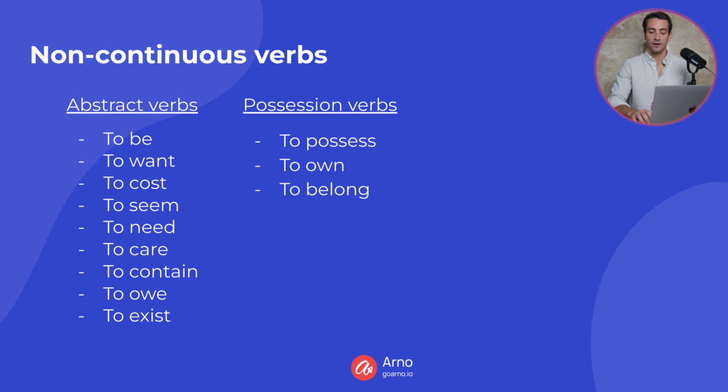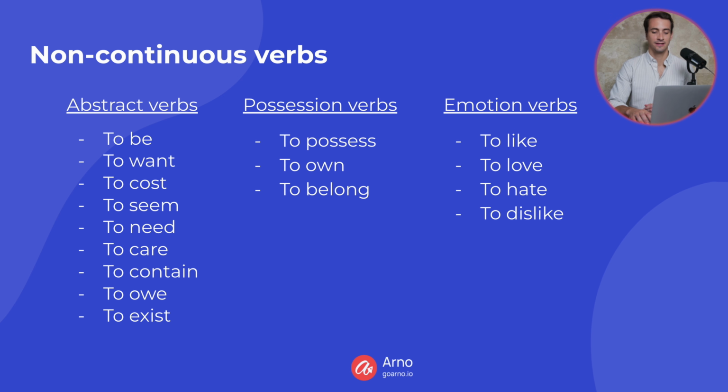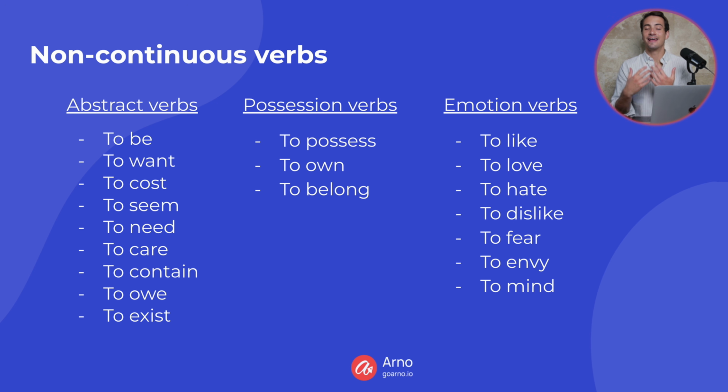And the final category are emotion verbs, like to love, to hate, to dislike, to fear, to envy, and to mind. So again, these are non-continuous verbs, meaning they can't be used in continuous verb tenses. But even within this list, there are some verbs that are far more common than other verbs, like to be, to want, or to need, which are far more common than verbs like to fear, to envy, or to mind.